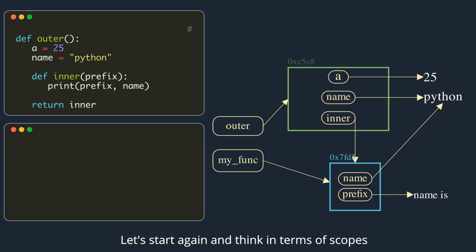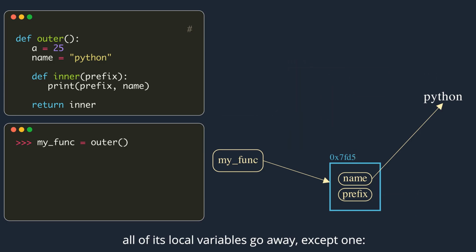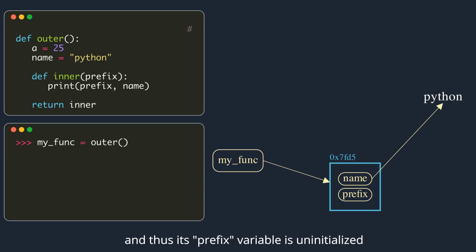Let's start again and think in terms of scopes. After the outer function is finished executing, all of its local variables go away, except one, the object referenced by the name variable in the outer function's local scope. This is because there is another reference to it from the inner function object. Remember that the inner function's body isn't executed yet, and thus its prefix variable is uninitialized. But the name variable has a value.